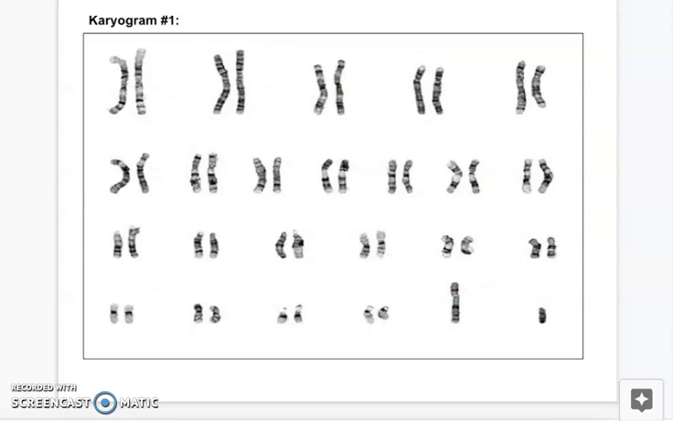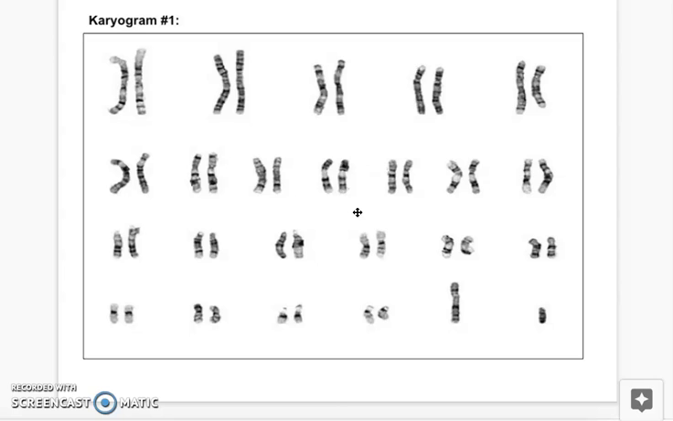Okay, so this is a karyogram and it's showing all of the chromosomes. Which organism do you think this is? How could we figure it out? Well, we could start counting all of the chromosomes in the karyogram and we would notice that there are 46 chromosomes. Remember that humans have 46 chromosomes.